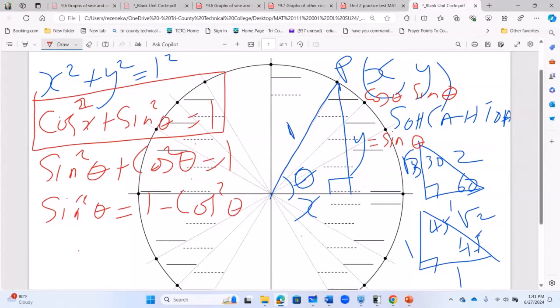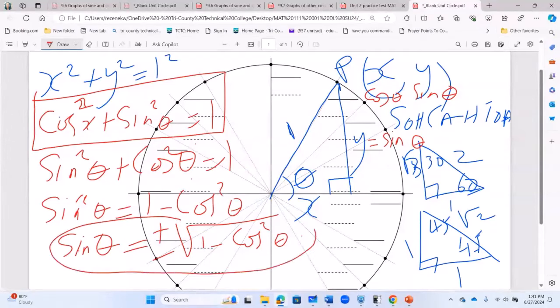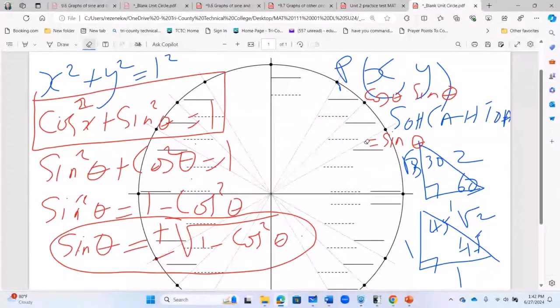And if I'm told to solve for sine, I can say sine theta is equal to plus or minus square root of 1 minus cosine squared theta. All right. So we can use this to solve a problem very soon. Whenever I'm told to find sine theta when we are solving trig ratios, I can use that. Let me clear the right side because I don't need them anymore for now.